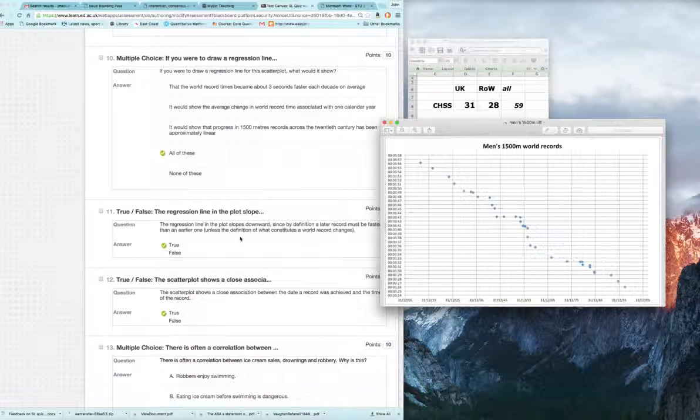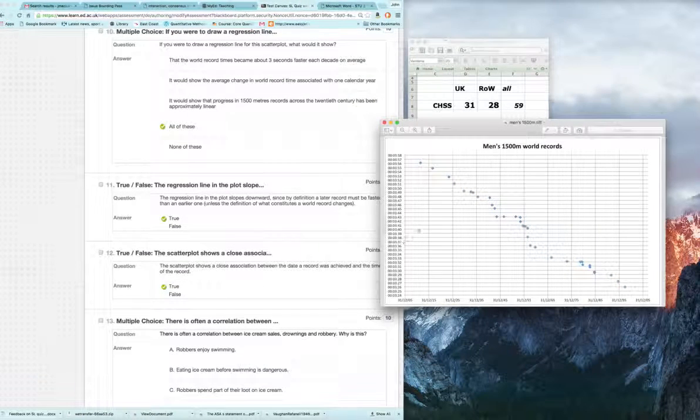The regression line in the plot slopes downwards because, by definition, a later record must be faster than an earlier one. That's true. If we were recording something else, the line might go up and down. But since, by definition, a record's got to be an improvement on a previous record, unless there's some kind of change in the definition of what constitutes a record, then the line must slope downwards. The scatter plot does show a close association between the date the record was achieved and the time of the record. It's almost a perfectly straight line.